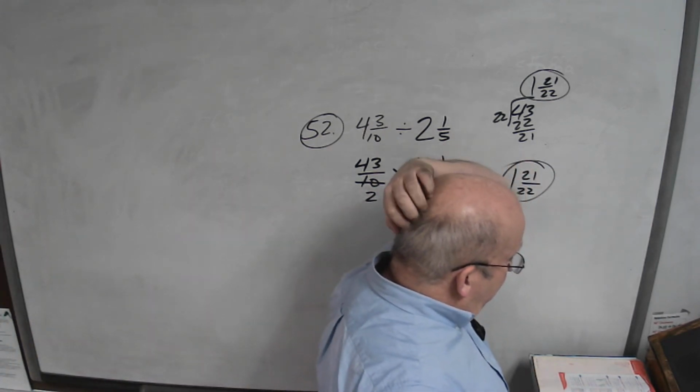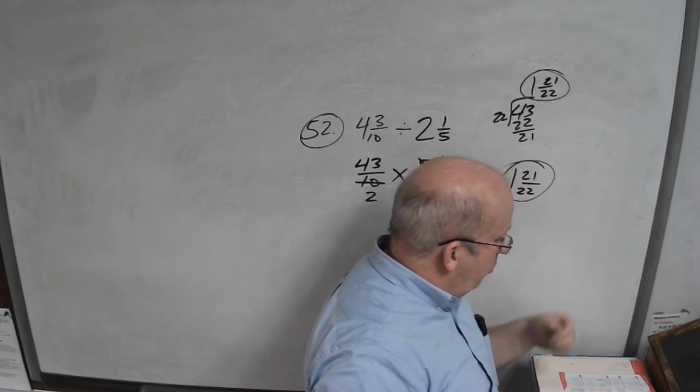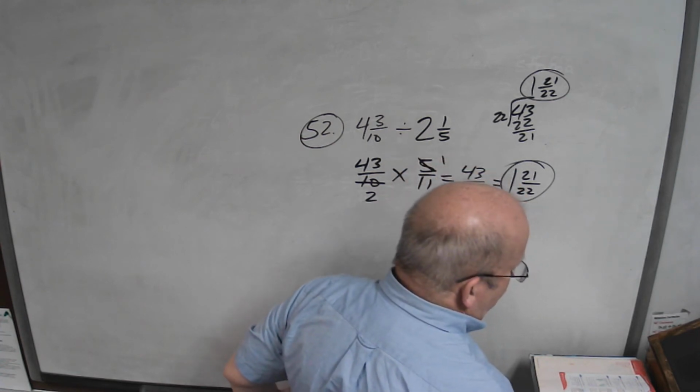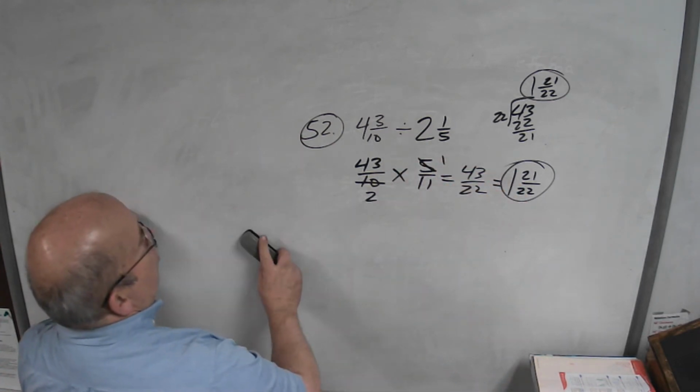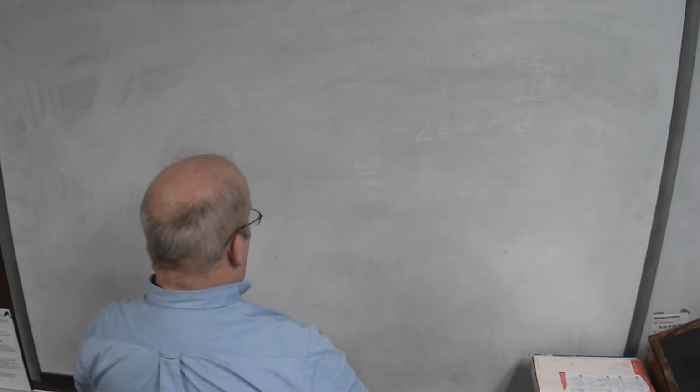How about 54 through 58? I'm going to do one of those. How about, I'm going to do 56. 48 ounces equals how many pounds?